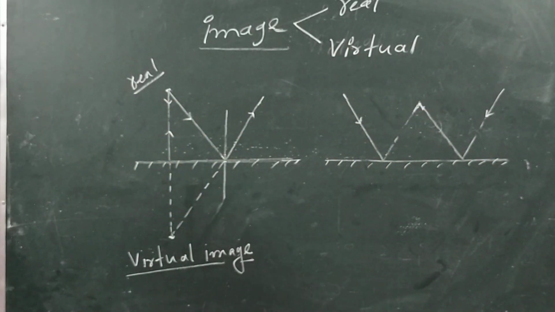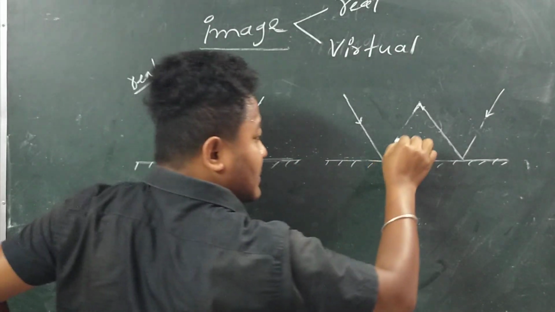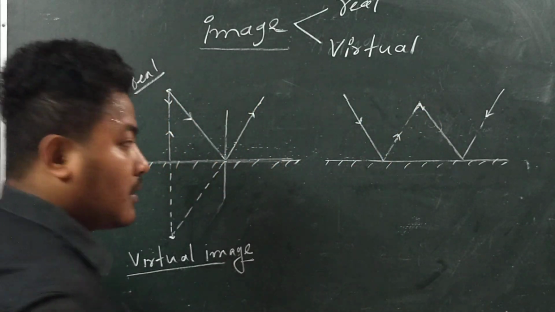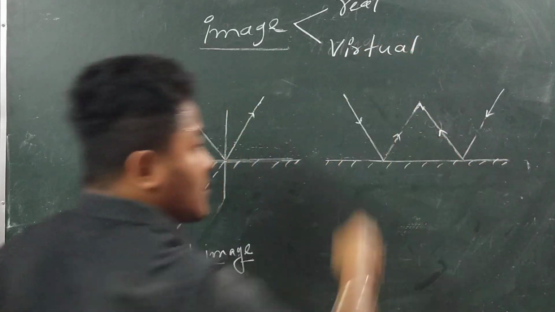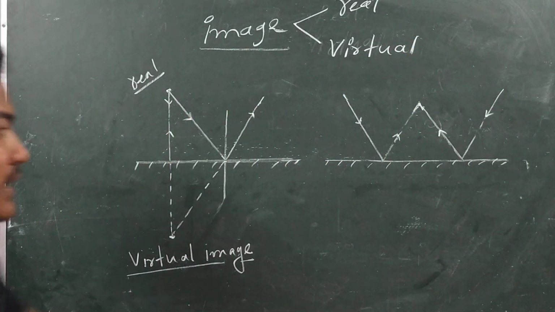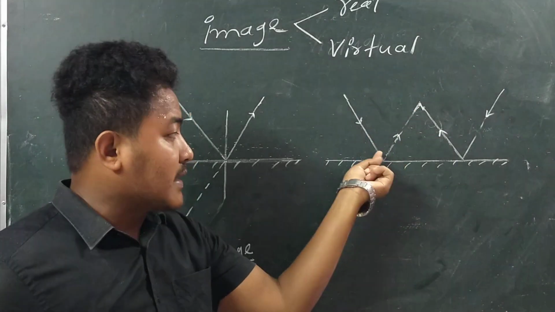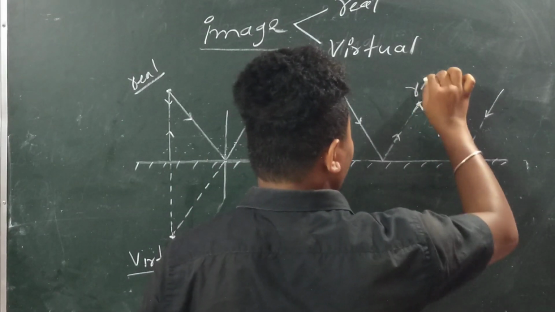Am I clear? This is the incident ray, and this is now what? They are reflecting back or bouncing back. This is also an incident ray. They are also bouncing back to the same medium. Obviously they are meeting, actually. They are intersecting, so this will be the image, and this image will be what?